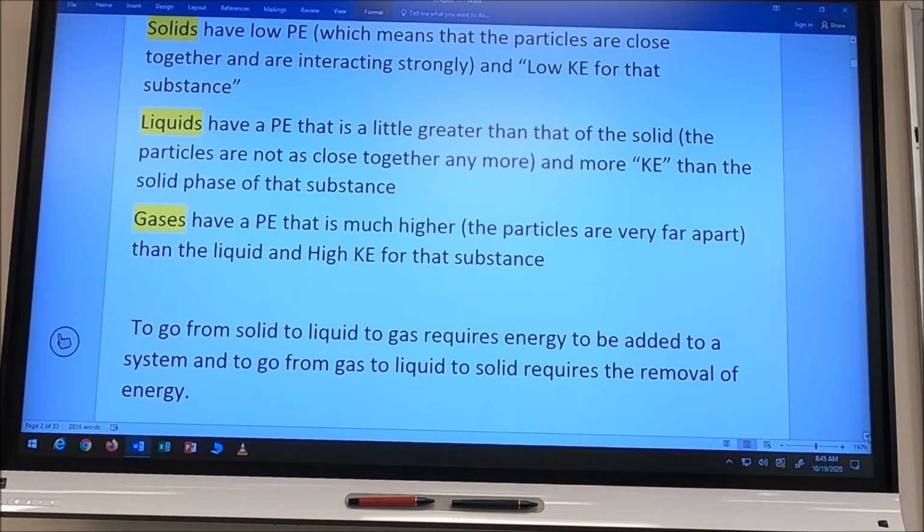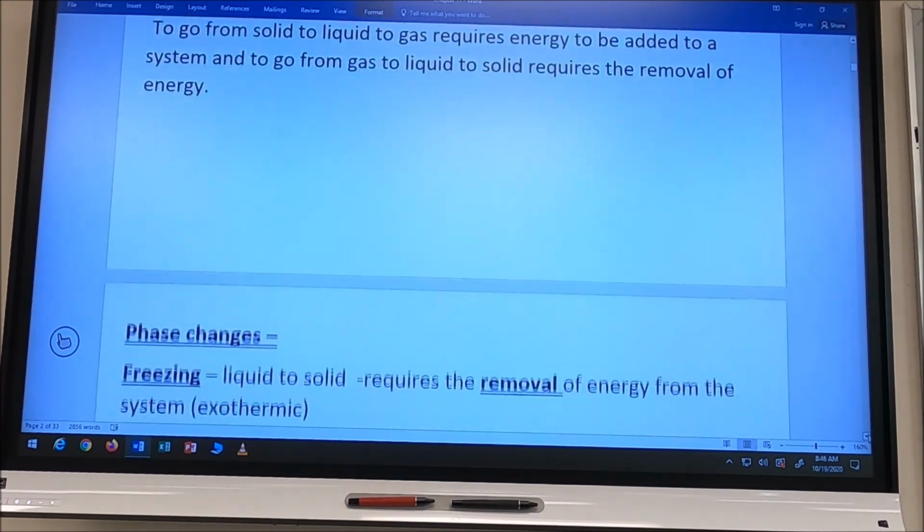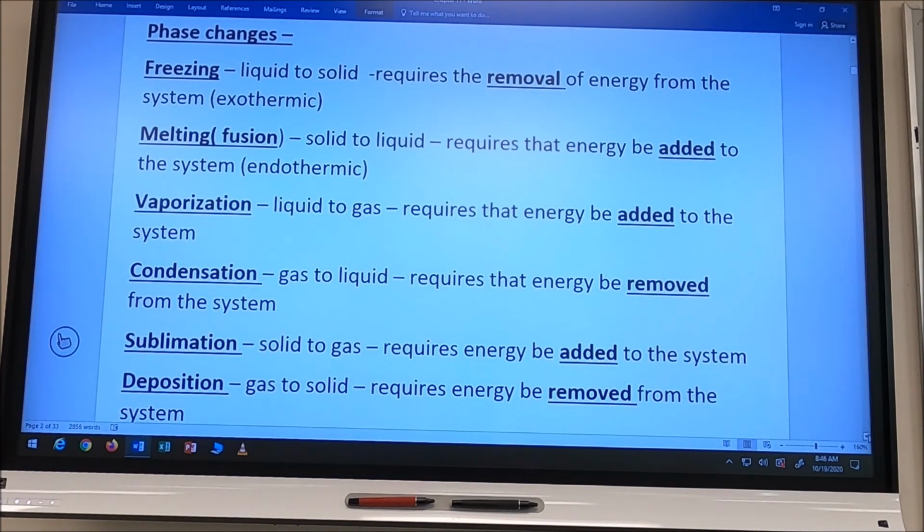So, going from a solid to a liquid to a gas requires energy be added. Moving from a gas to a liquid to a solid requires energy to be removed. So let's label our phase changes. A phase change is change between the phases. Freezing is a liquid to a solid. It requires that we remove energy. It's exothermic from the point of view of the substance.